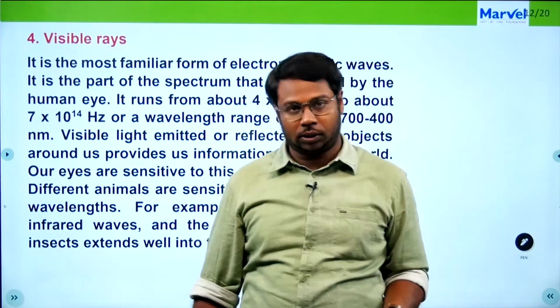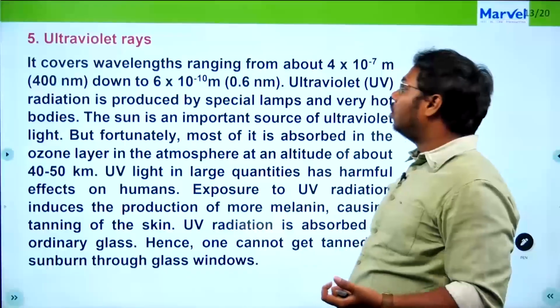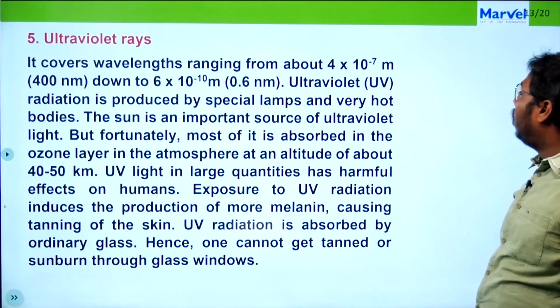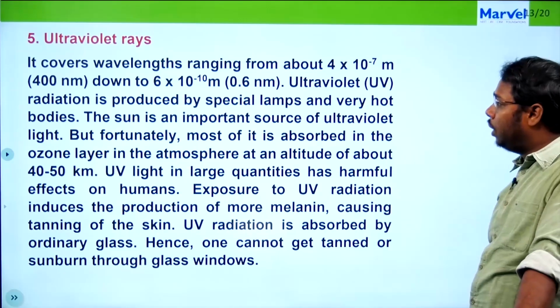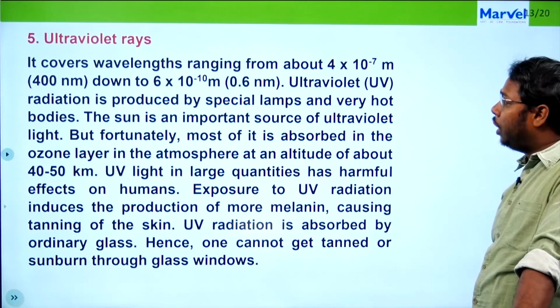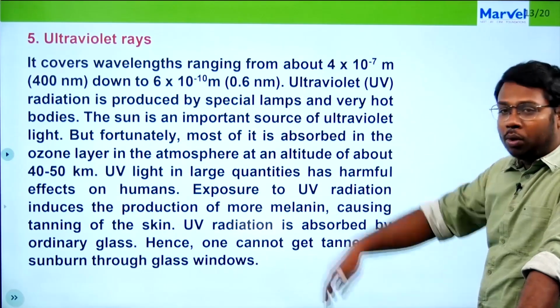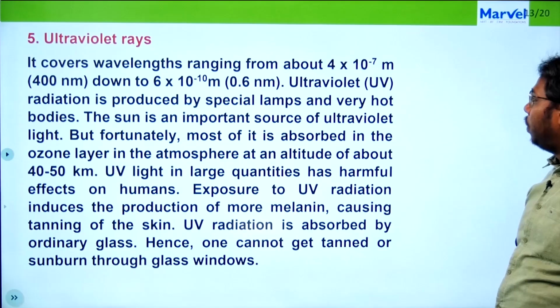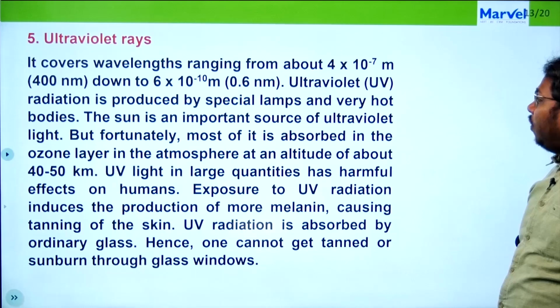of higher ranges. Okay. So, ultraviolet rays cover wavelengths ranging from about 4 into 10 power minus 7 meters down to 6 into 10 power minus 10 meters. It is close to an Angstrom unit. Ultraviolet radiation is produced by special lamps and very hot bodies.